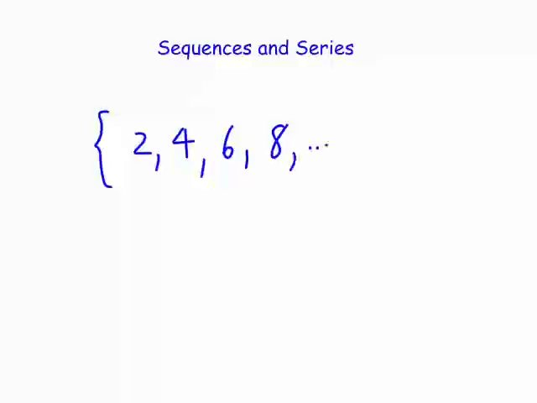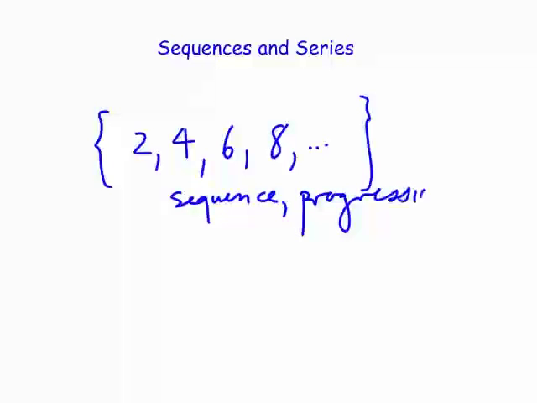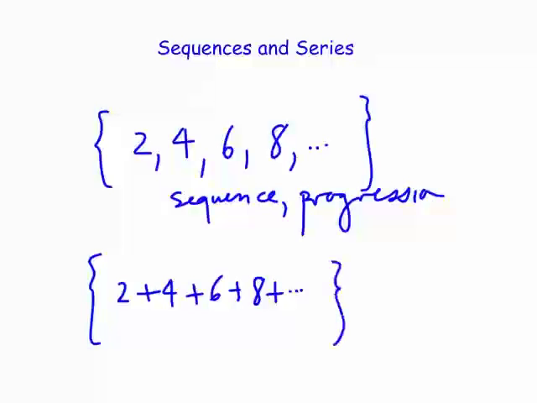So this is a list, or a sequence, or a progression. A sequence of numbers is a list, sometimes referred to as a progression. Let's write out another set of numbers: 2 plus 4 plus 6 plus 8 plus ... The ... on the end just means it's infinite.